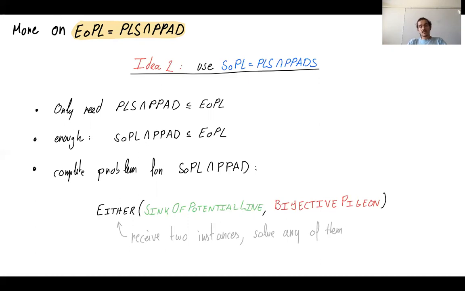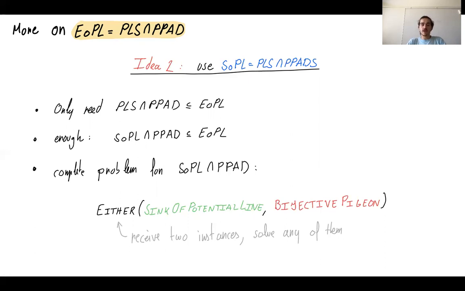So the easy complete problem for SOPL intersect PPAD is to take two instances. One instance is sink of potential line, and the other instance is bijective pigeon. So note that you get an SOPL complete problem, and also a PPAD complete problem. And now you just need to output a solution to either of the problems. Any you like will do. And you can actually show that this either construction is complete for the intersection class.